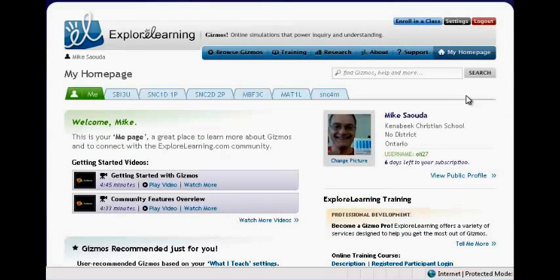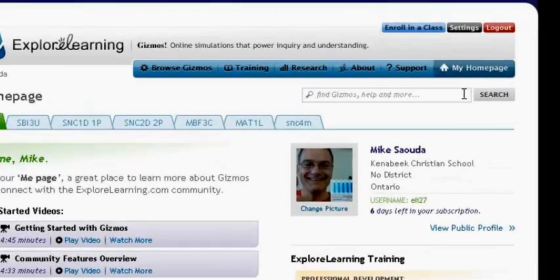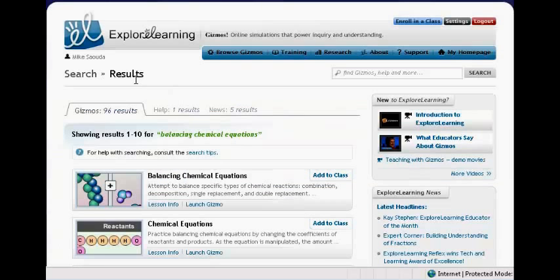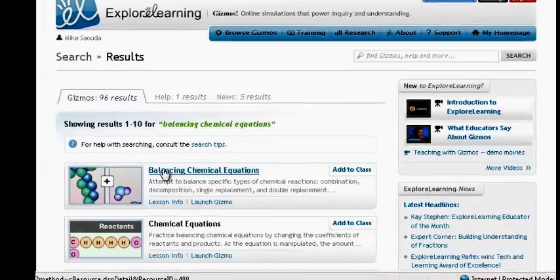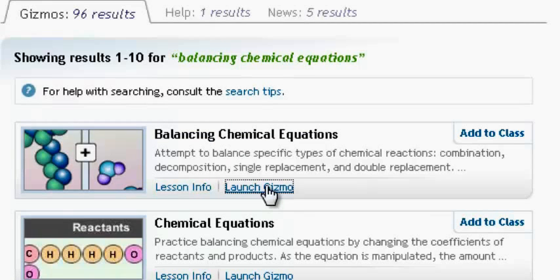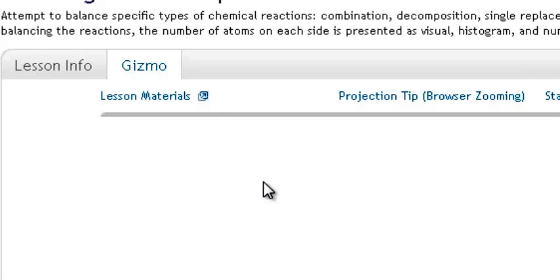This is a search screen. Click on the rectangular box beside Search and input Balancing Chemical Equation. Then click on Search. This is a search results screen. Check for the gizmo you want, in this case, Balancing Chemical Equations, and click on Launch Gizmo. This will take a minute or two depending on the speed of the internet.